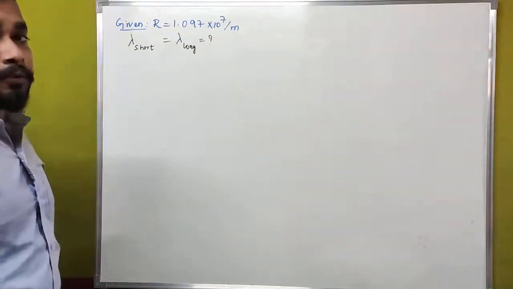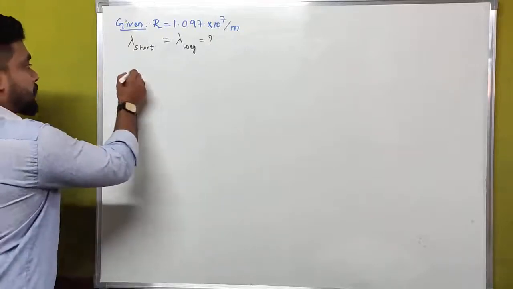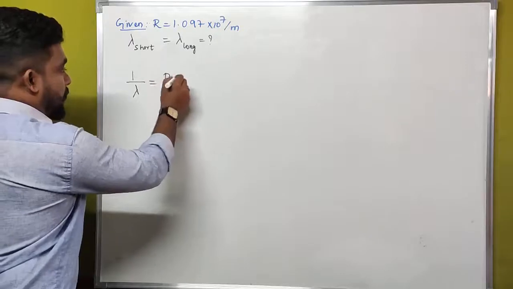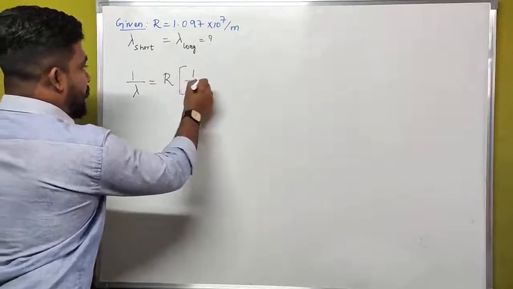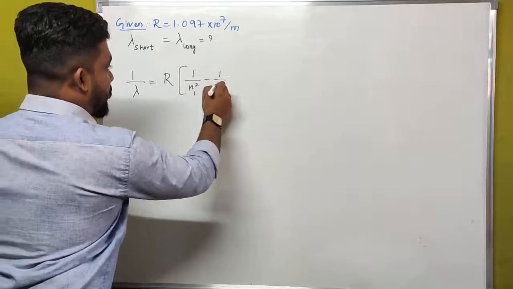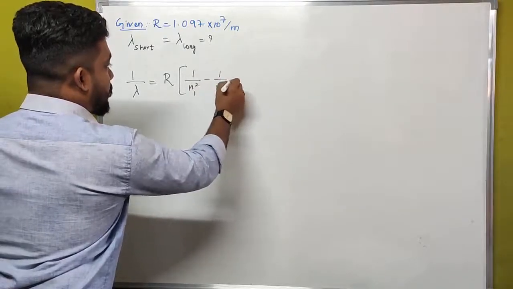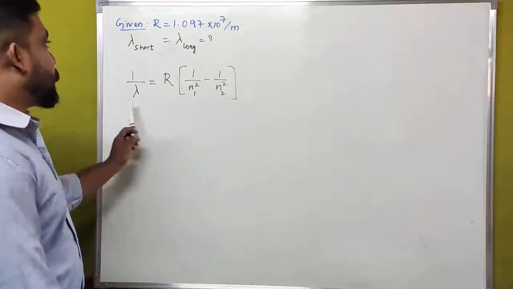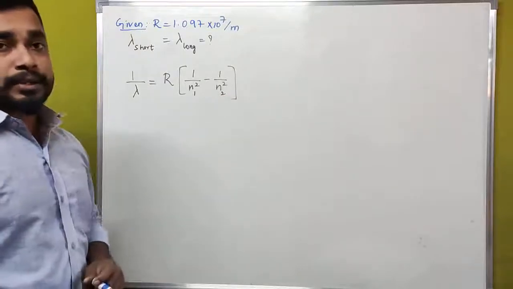What is the formula for Balmer series? That is 1 over lambda is equal to R into 1 divided by N1 square minus 1 divided by N2 square. Actually, this is Balmer's formula. We know this as Balmer's formula.